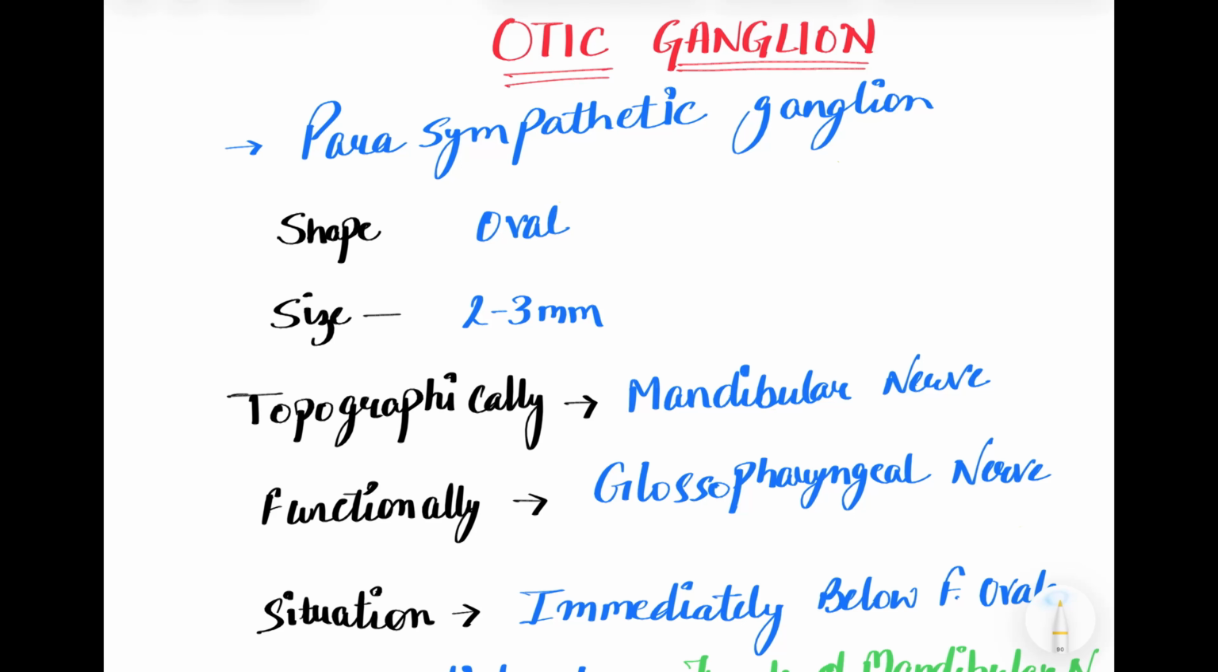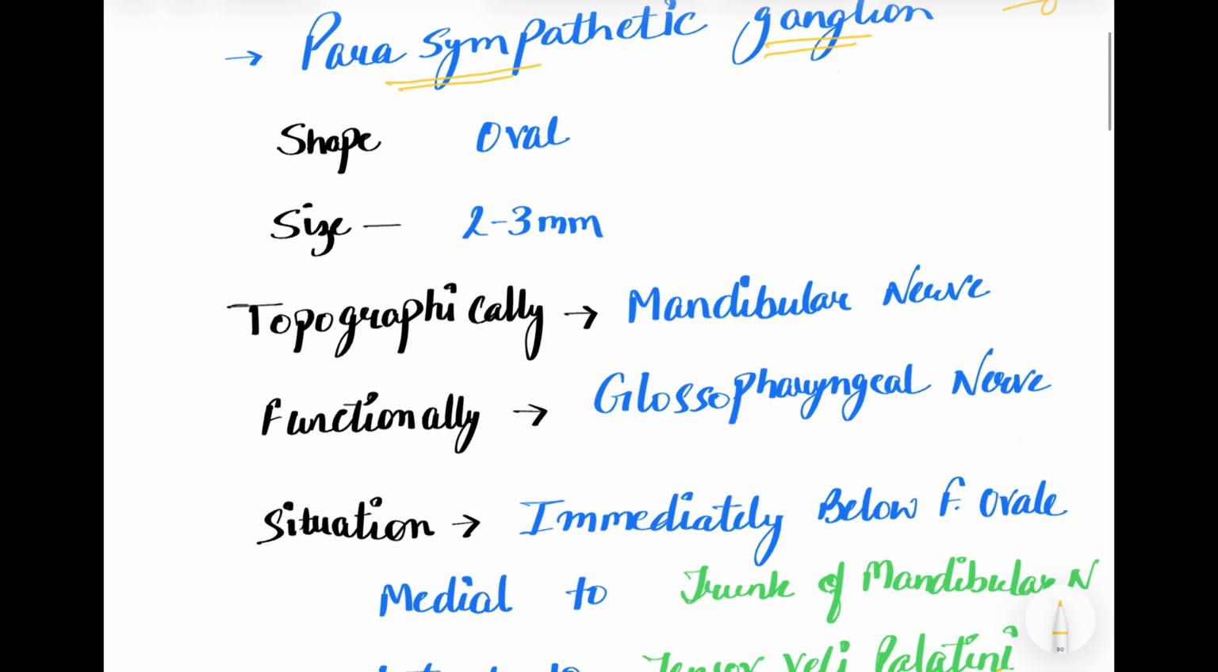Hello folks, today we will be talking of otic ganglia, which is another parasympathetic ganglia that we are going to talk of. So otic ganglia is a parasympathetic ganglia like the one we have already talked of, that is your ciliary ganglia. So it's another type of parasympathetic ganglia. The shape of this ganglia is oval, measuring 2 to 3 mm.